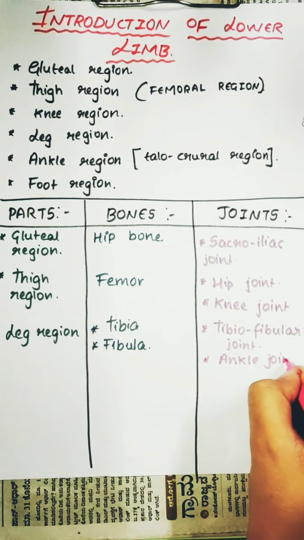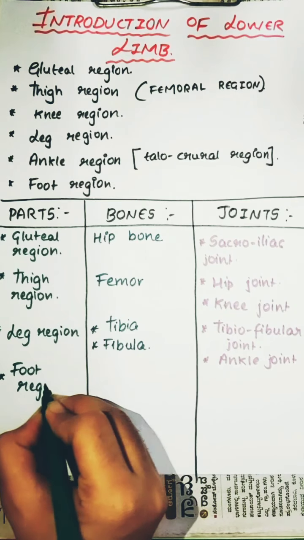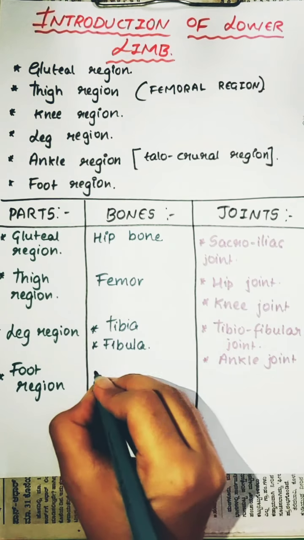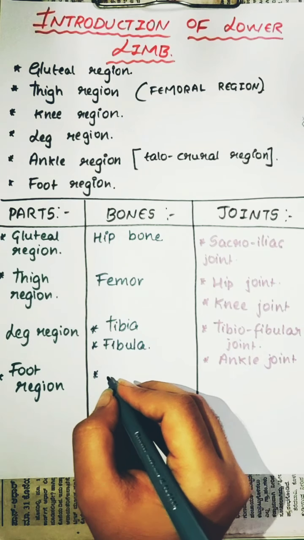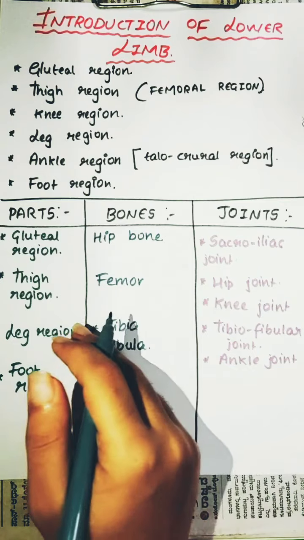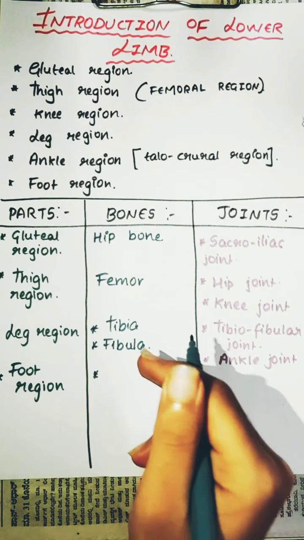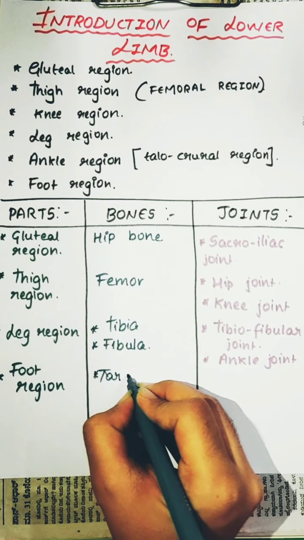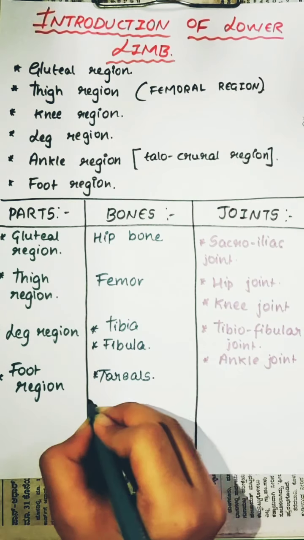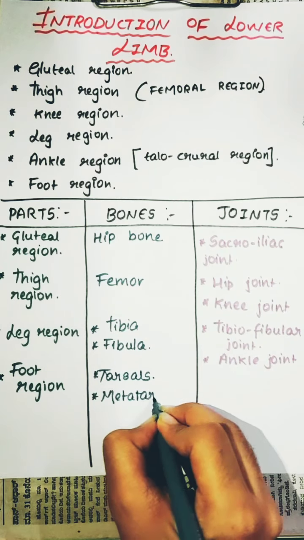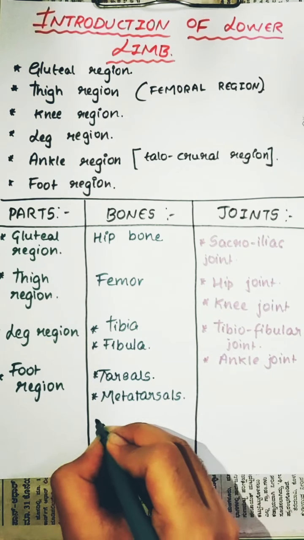The last region is the foot region. In the foot region we can see tarsals, metatarsals and phalanges, in the same way as we see carpals, metacarpals and phalanges in the upper limb.